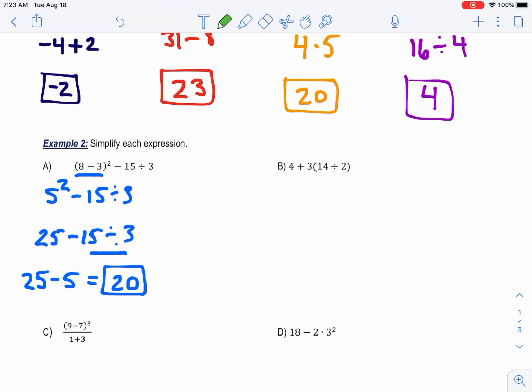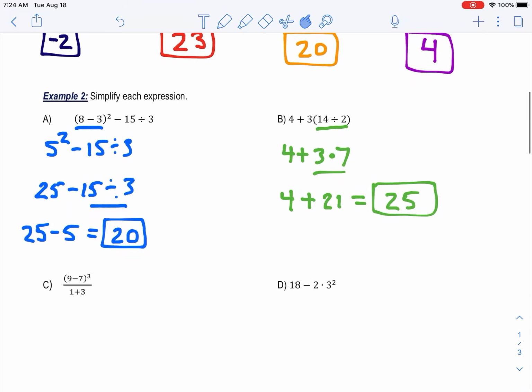All right, let's go to another one, letter B. 4 plus 3 parenthesis 14 divided by 2. So I see parenthesis first. Now, the parenthesis 14 divided by 2 is 7, but I know if there's a 3 in front of the parenthesis that this is technically going to be 3 times 7 then. All right, now I see multiplication, so I'm going to take that and do that first. 4 plus 21. And now I can add those together to get a grand total of 25.